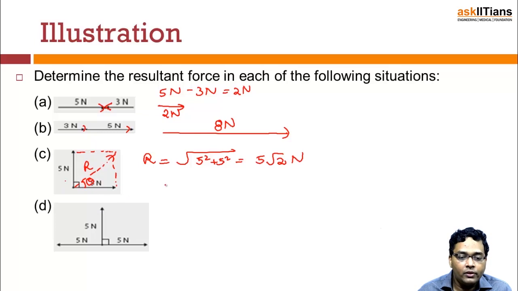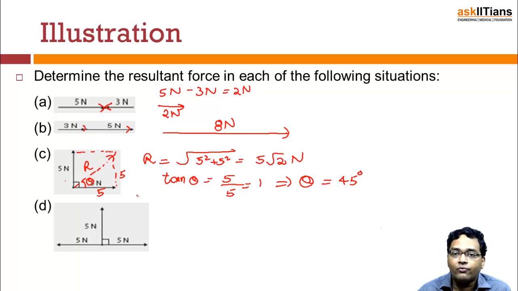Okay, so how will you find this out? You can see that this is nothing but tangent theta. So tangent theta is going to be 5 divided by 5, because this side is 5, this side is 5. So this is equal to 1. So theta comes out to be equal to 45 degrees. So this R vector is inclined at an angle of 45 degrees with the horizontal.